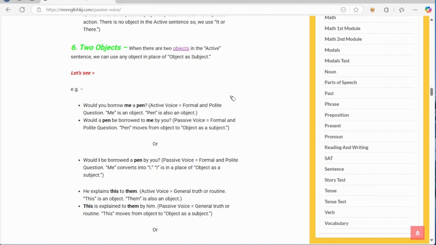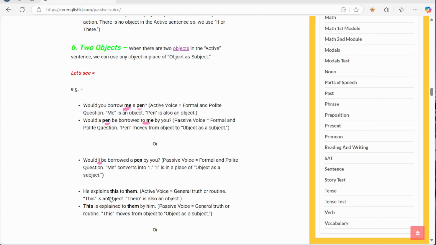Two objects. By the grace of God, sometimes we can get two objects like me, pen. In that case, you can pick any object. Okay. Would I be borrowed a pen by you? As you can see, I is the part of me. Me was the object. It goes forward and becomes I. Would I be borrowed a pen? It's a question. Would I be borrowed a pen by you? Or would a pen be borrowed to me by you? If it is hard, pause and try to understand.